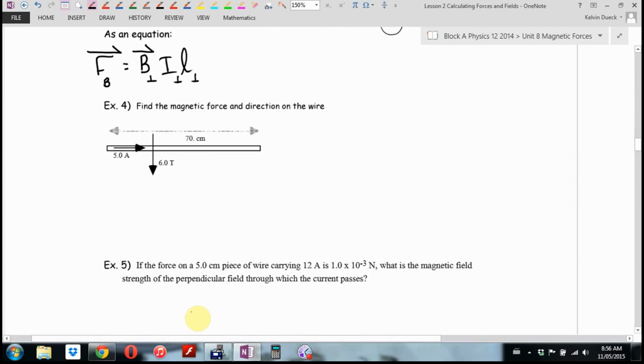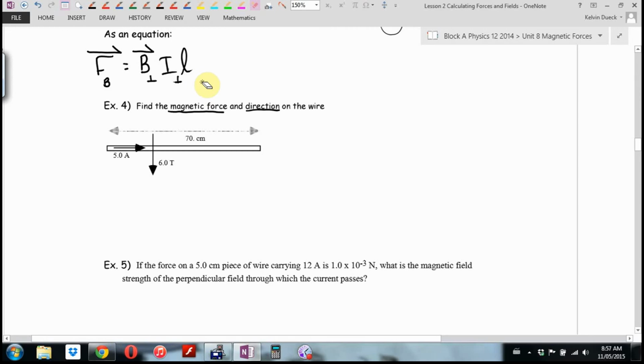So example 4. Find the magnetic force and direction on the wire. Okay. Notice what I said, Emma. We have the current going this way. Magnetic field is going to be this way. I guess the length doesn't have to be at right angles. It's really the current and the magnetic field and the force that have to be at right angles. So you can cross out the little perpendicular there.